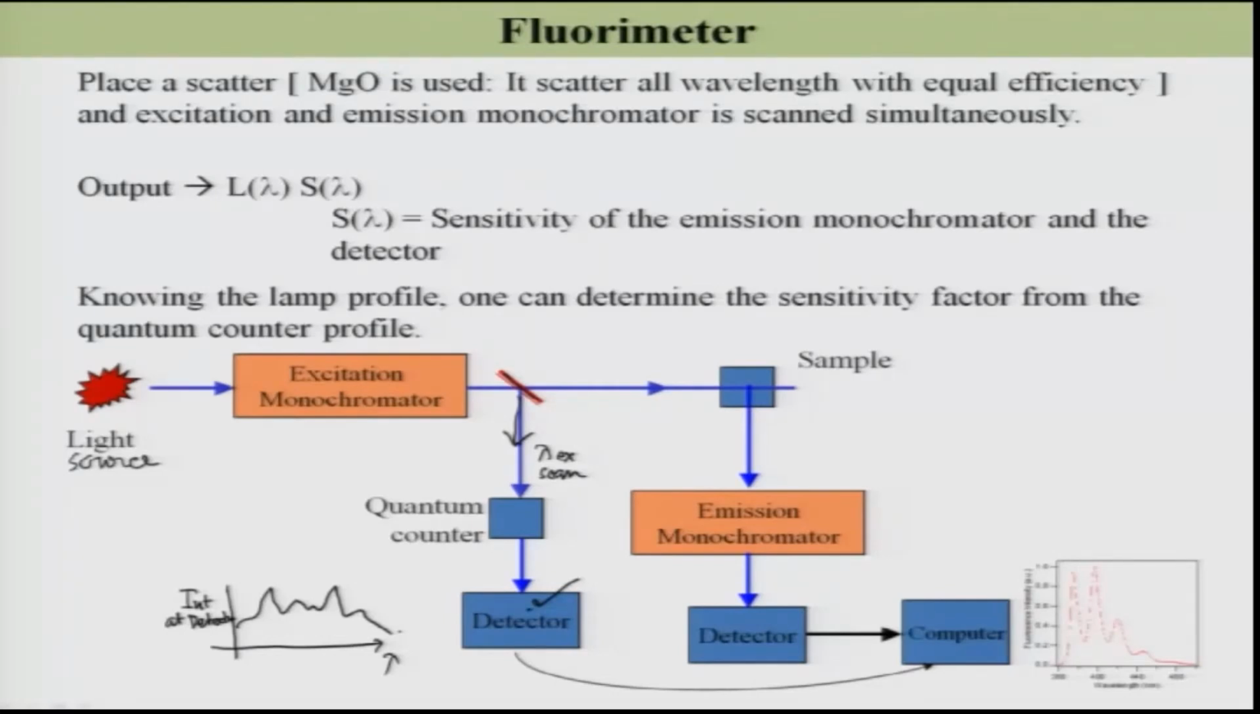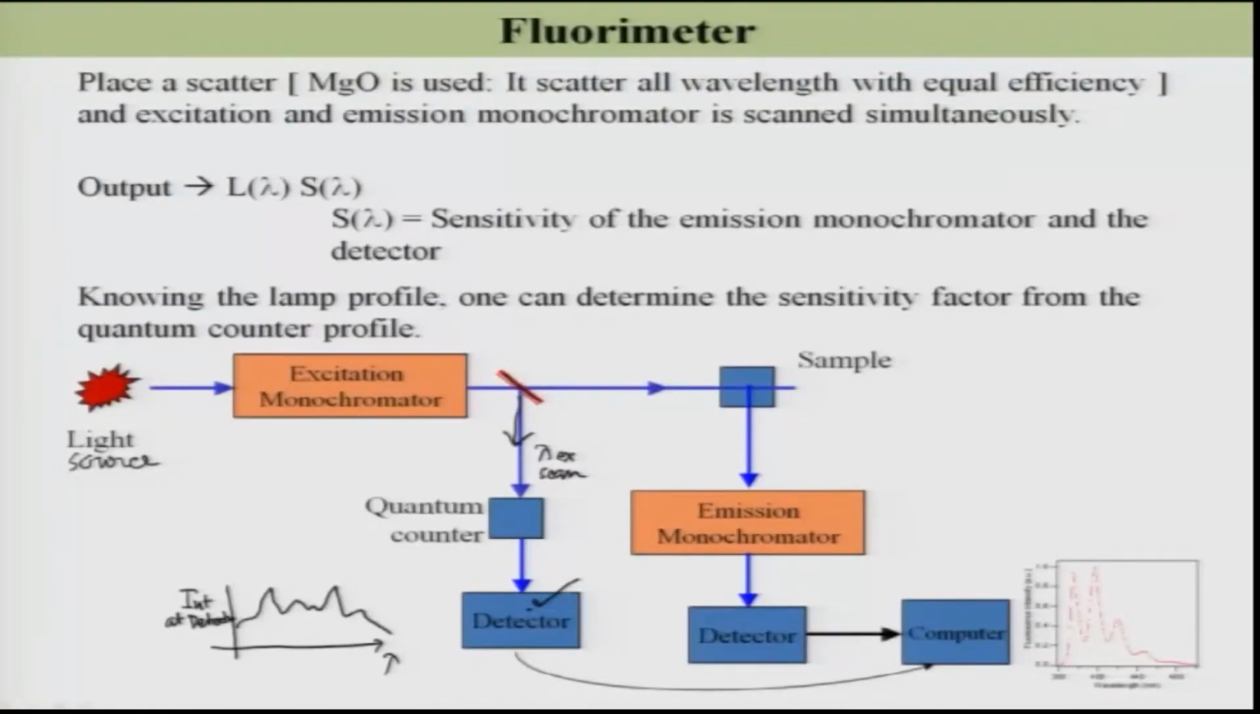Note here, this emission spectra, and I said earlier that the response of the detector is not the same, so I need to correct. Do I need to correct the intensity for this particular detector, or is it okay? That we are going to discuss in the next class. Thank you very much.